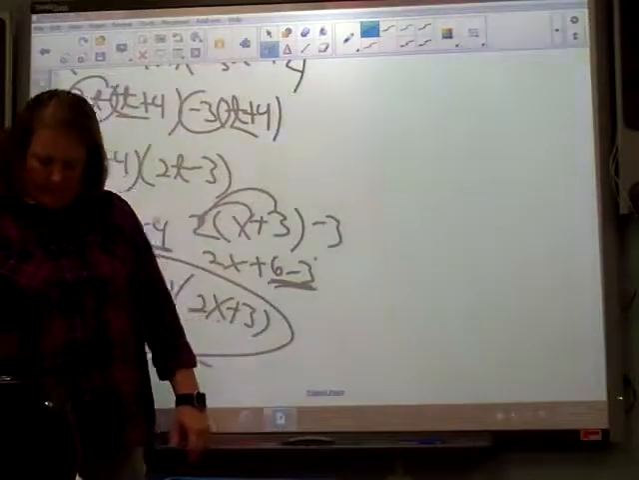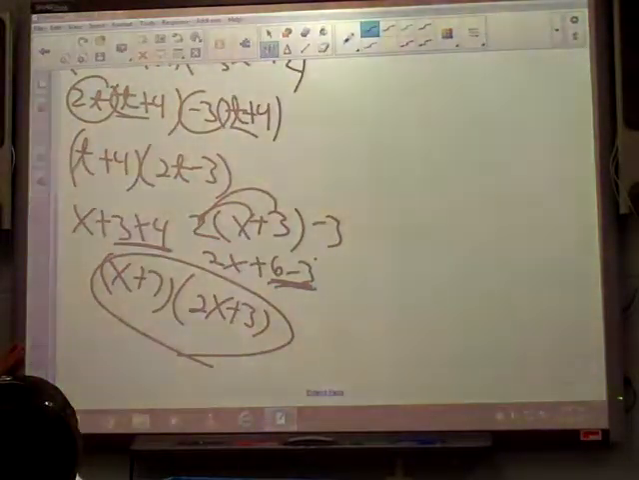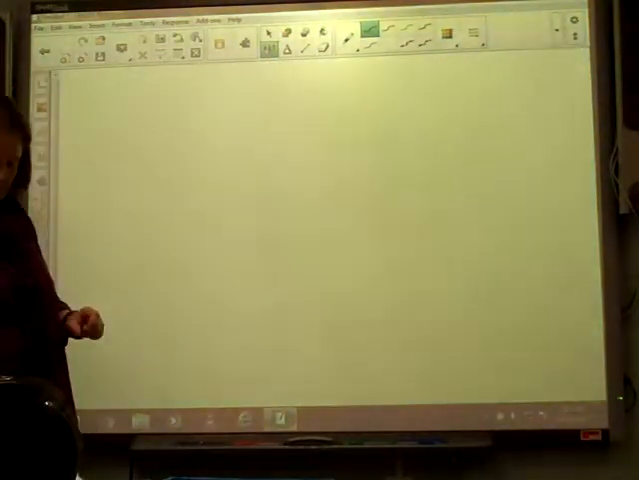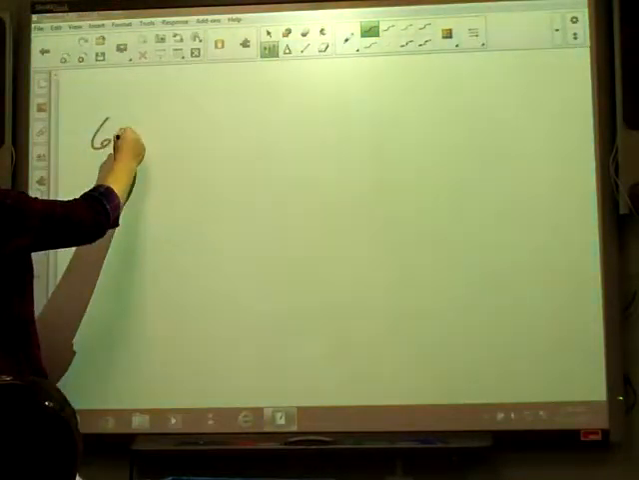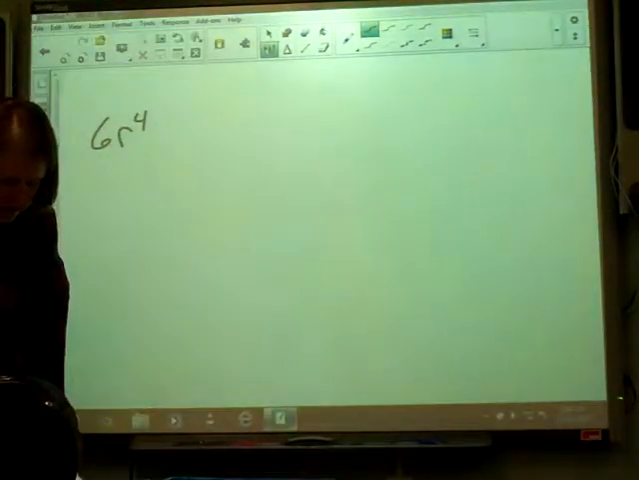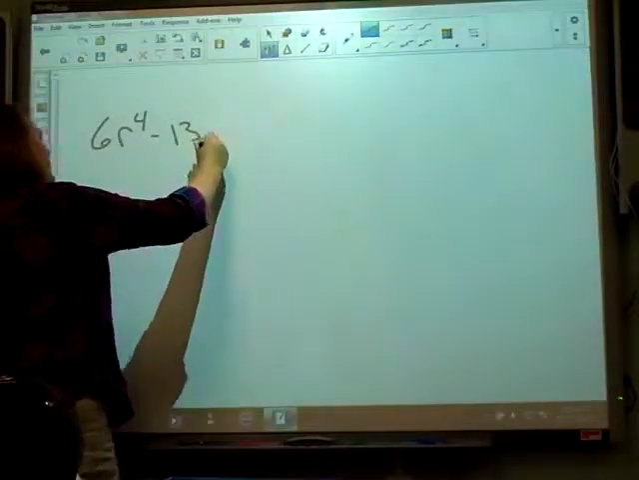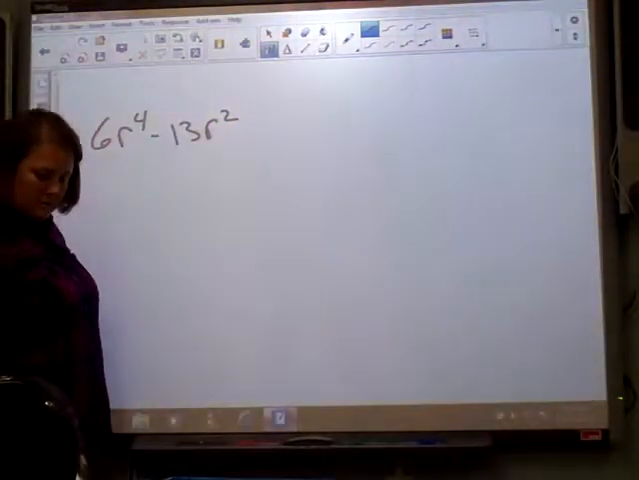Can we do one more? Yep. We got what we need on this one? Just want to show you in case it's a higher power than 2. 6r to the 4th minus 13r squared plus 5.